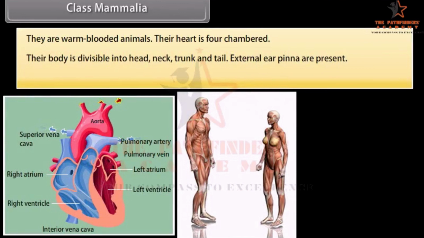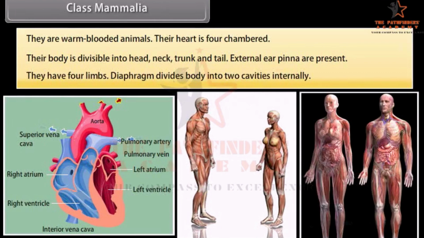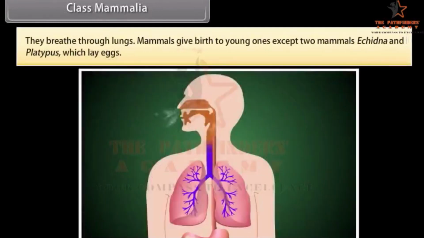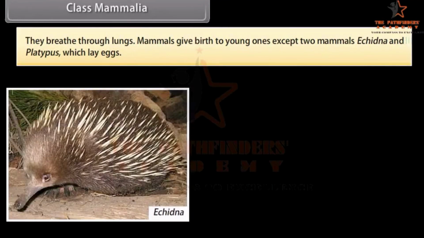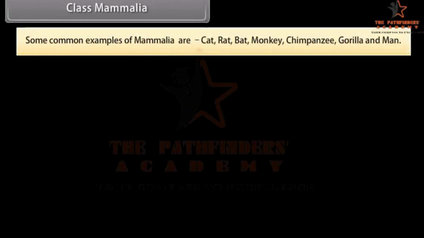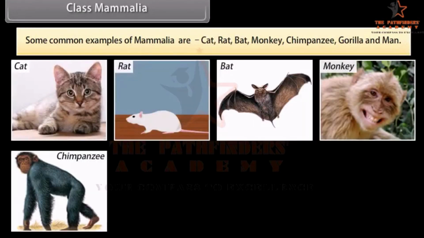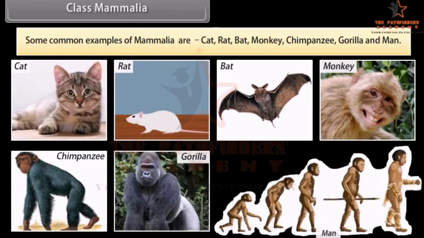External ear pinna are present. They have four limbs. Diaphragm divides the body into two cavities internally. They breathe through lungs. Mammals give birth to young ones except two mammals, Echidna and Platypus, which lay eggs. Some common examples of Mammalia are cat, rat, bat, monkey, chimpanzee, gorilla, and man.